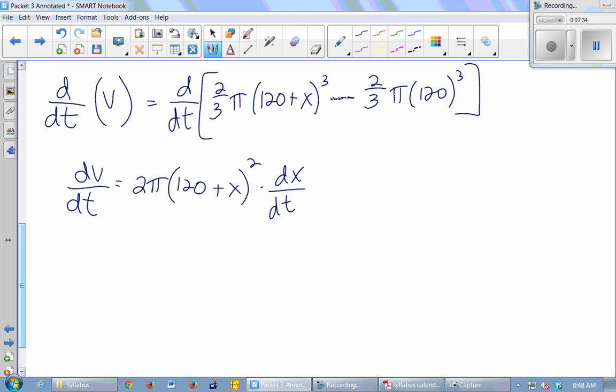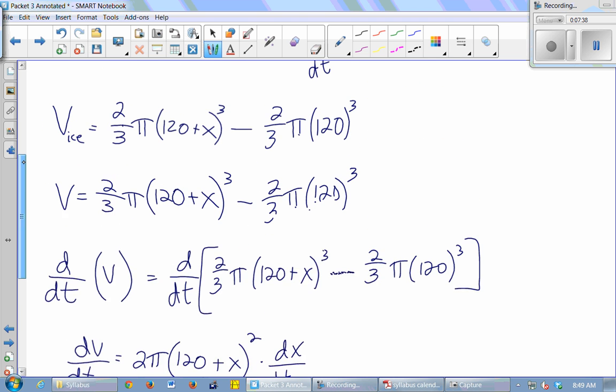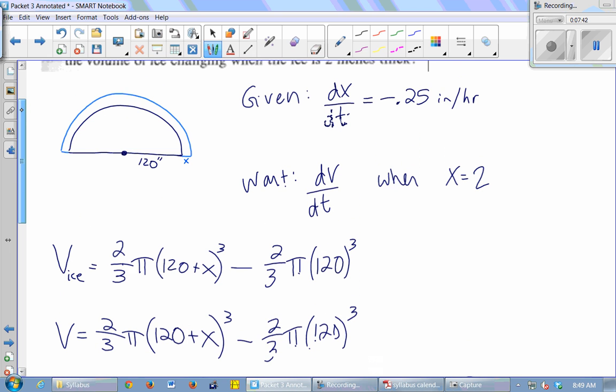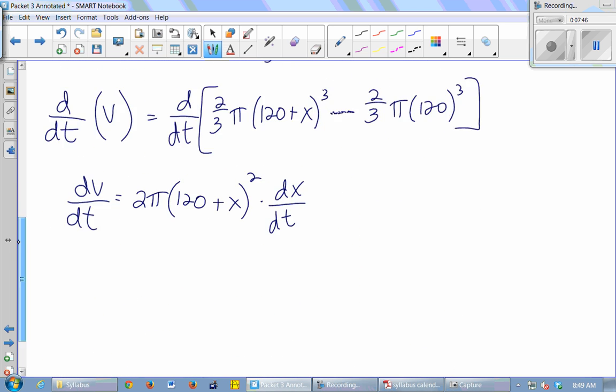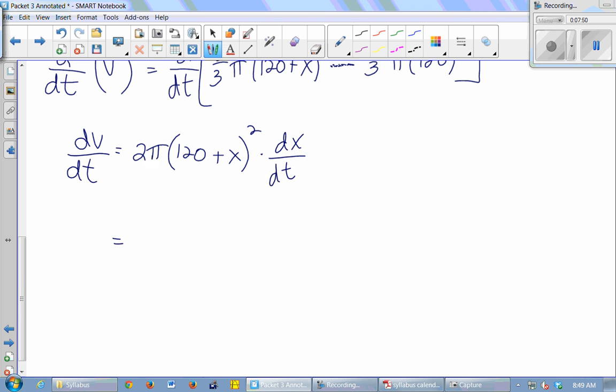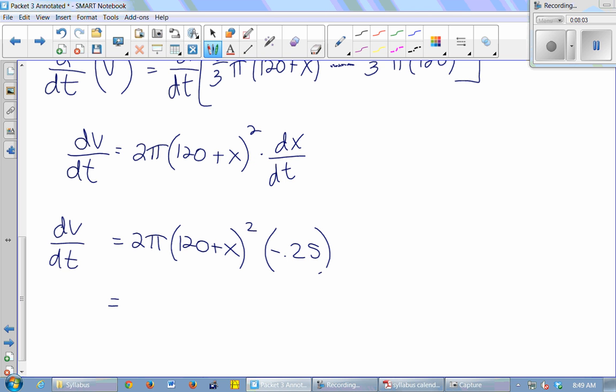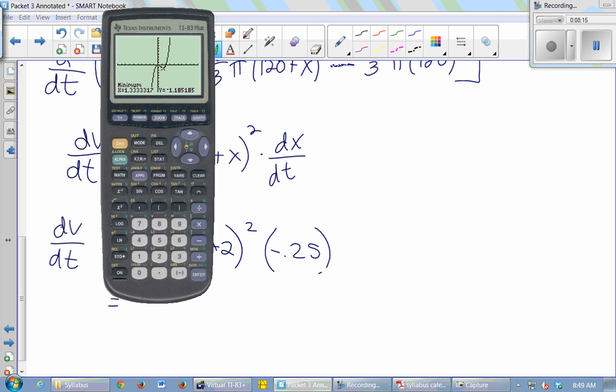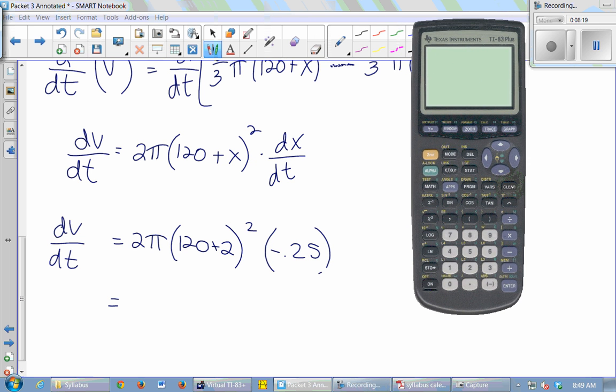All right, so now I plug in the stuff that I know at the snapshot in time that I'm interested in, which is when x is 2. I want to know dV dt when x is 2. dx dt is constant, so I replace dx dt with a negative 0.25 and my x with a 2. Oops, forgot to put in the 2. Okay, so let's see. 122 squared times 2 times negative 0.25 is negative 7,442 pi.